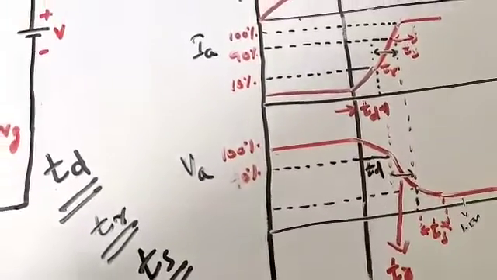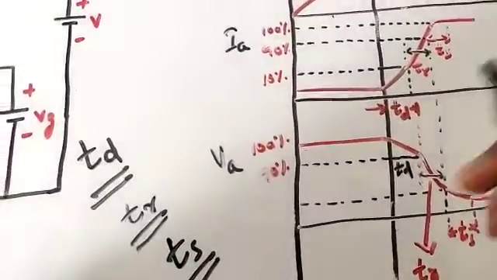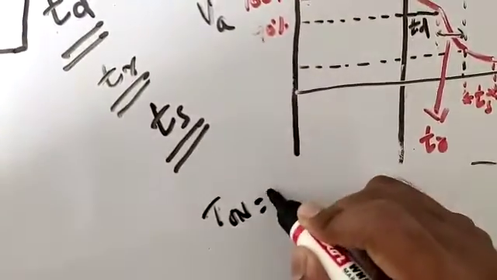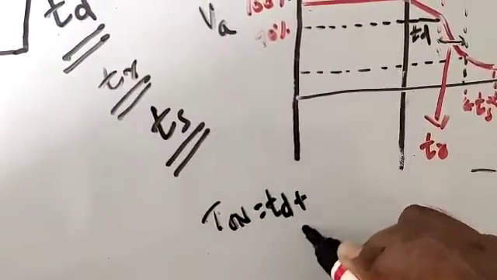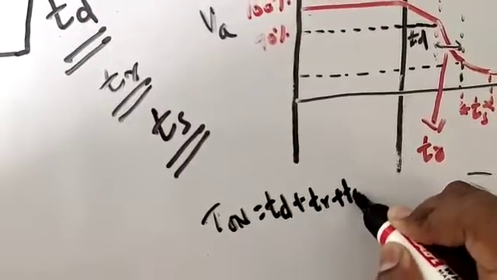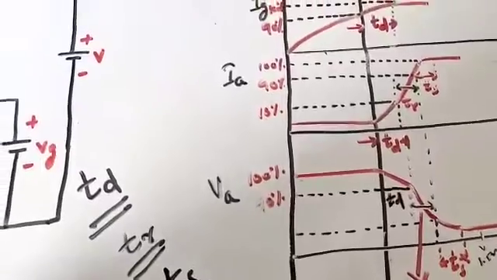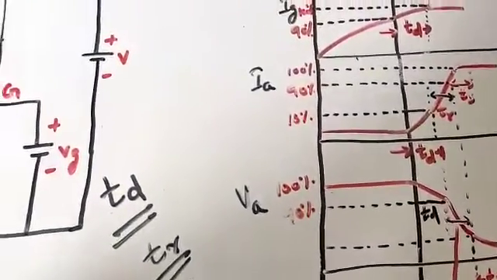So completely, I can consider this turn on time, T on, as a combination, a summation, of TD plus TR plus T spread. So these are the three things we have to remember. So this is all about the turn on characteristics.